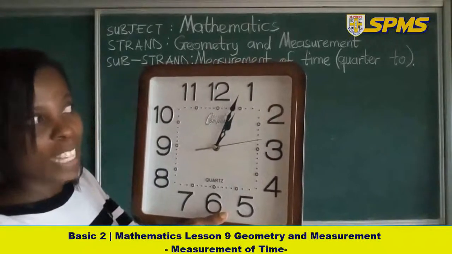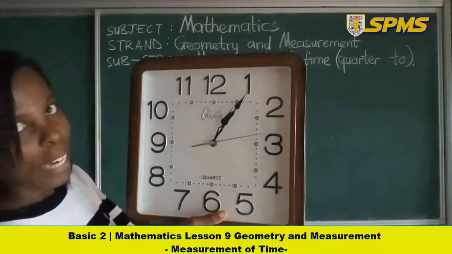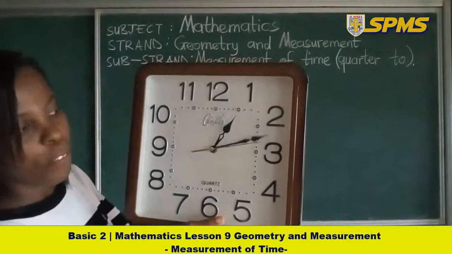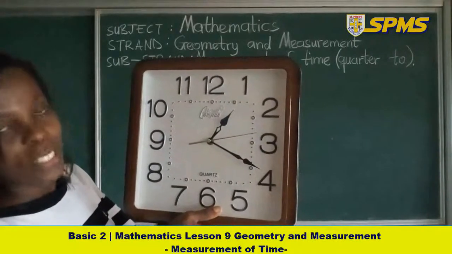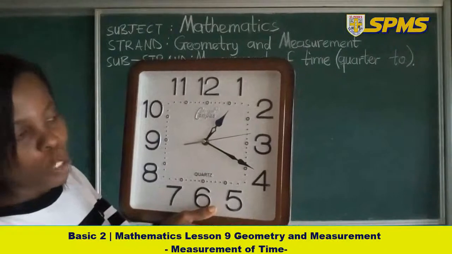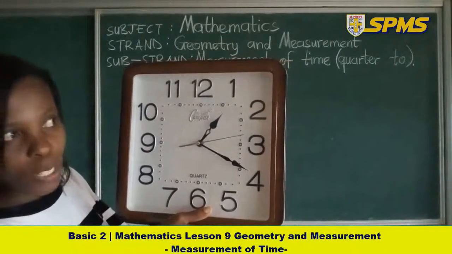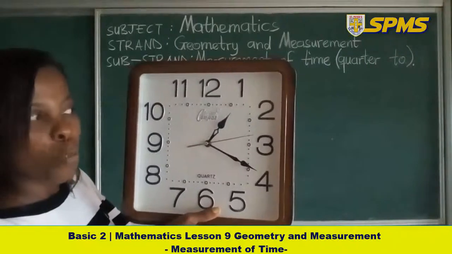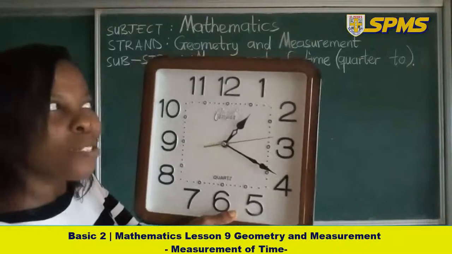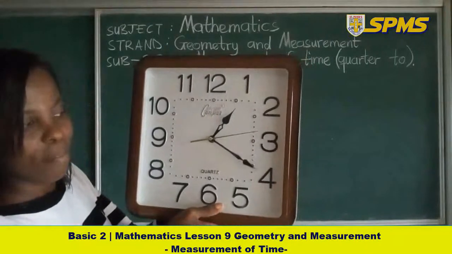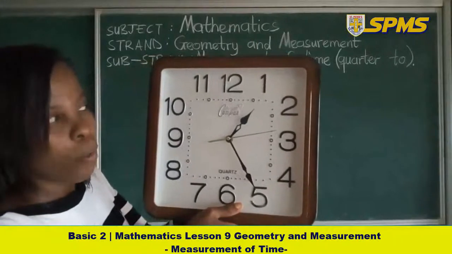So our minute hand is moving from 12 to 1. So the time is 1:05. What if it's on 4? 1:20 or 20 minutes past 1, because the minute hand has moved from 12 and it's going round trying to go back to 12 again. It's now on 5, 15 minutes past 1.